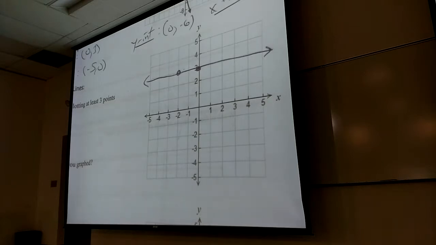See how x is every number? What does negative 5 do? Yeah, it goes to 3. But y can only be 3. So what would x equal to 2 look like? X equal to 2.